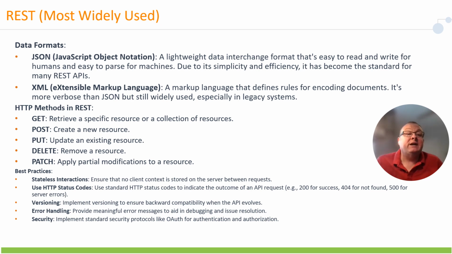In terms of the data formats, it uses JSON, which is a lightweight data interchange format that's easy for humans to read and write and easy for machines to parse. Due to its simplicity and efficiency, it has become the standard for many REST APIs. XML is a markup language that defines rules for encoding documents. It's more verbose than JSON, but still widely used, especially in legacy systems.